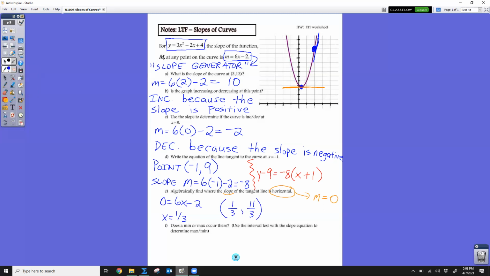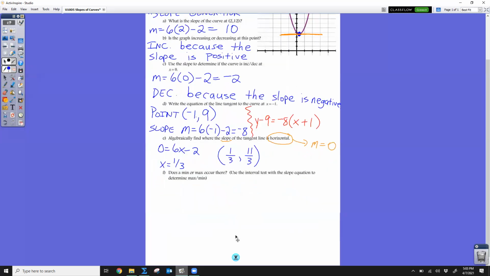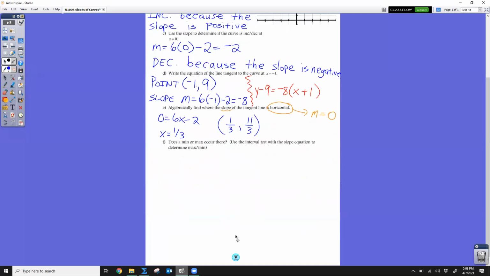We had to look at, trying to get my mouse to pop up. There we go. So does a min or a max occur there? Let's go to our number line. This number line is going to be referring to our slope, so I'll put a little m. And if we look at part E up in this problem, we already know that the slope is equal to 0 when x is 1/3. That's what we call a critical number. So we can put on our slope at 1/3, that's when we know our slope is equal to 0.